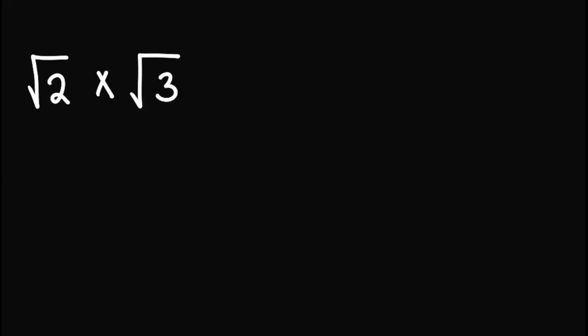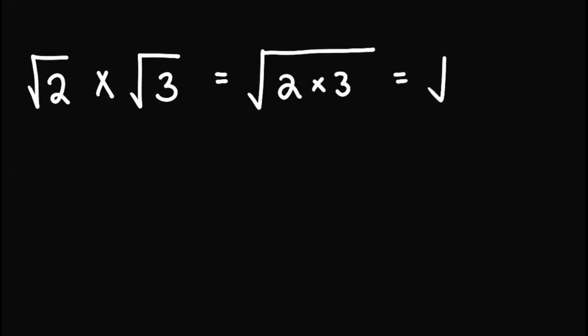Now the key in multiplying radicals is to simply multiply the radicand inside. So we'll have here square root of 2 times 3, or when simplified, this is simply square root of 6, and that is the answer. So that is how we multiply radicals. So we'll try to use this idea in the next examples.